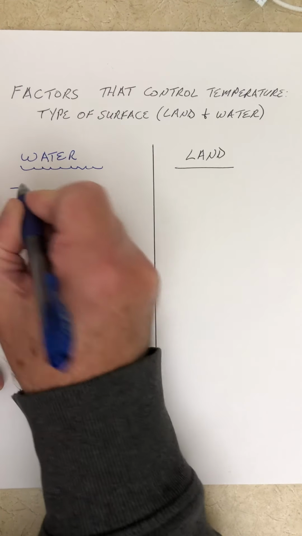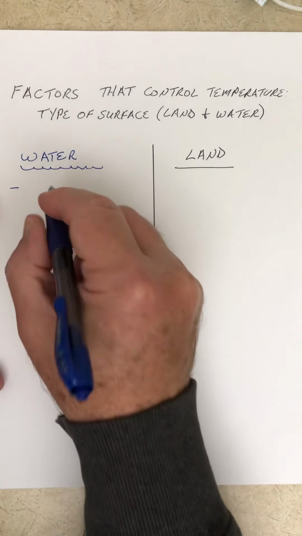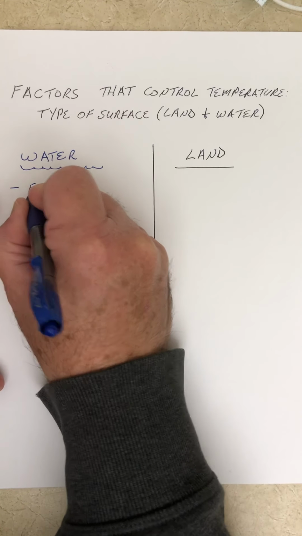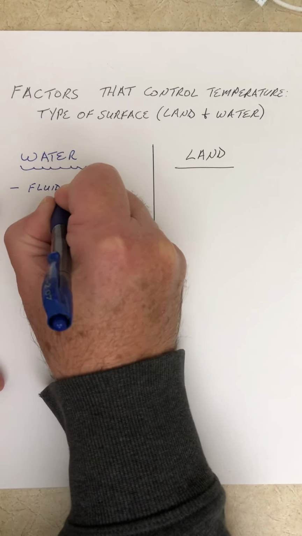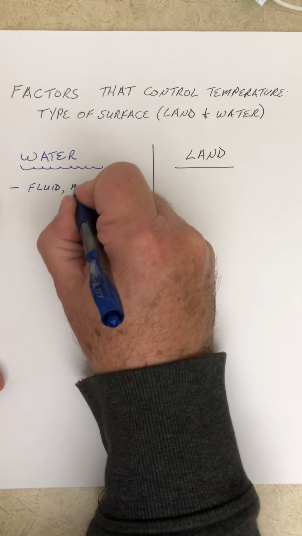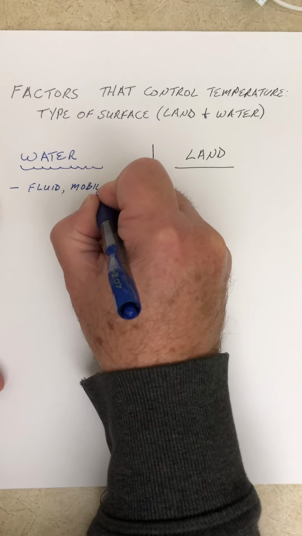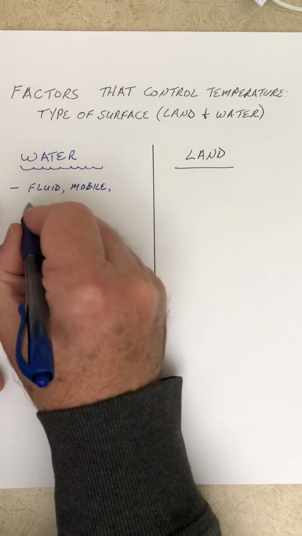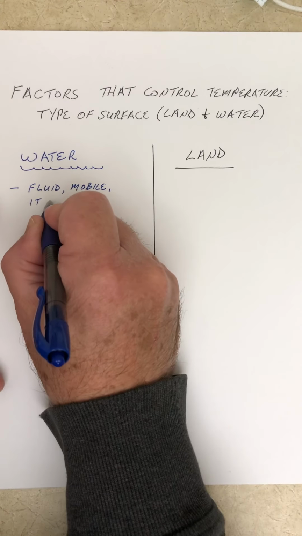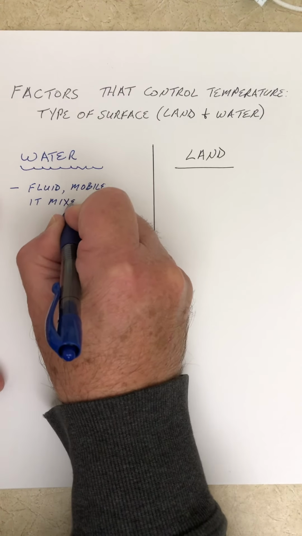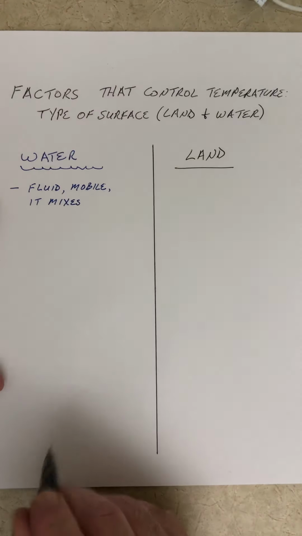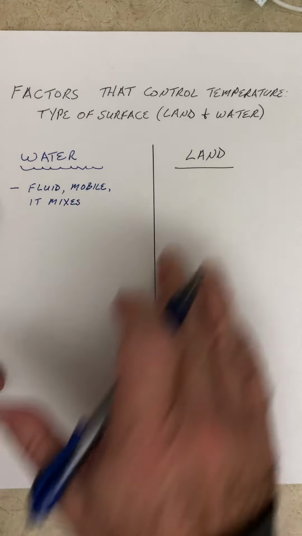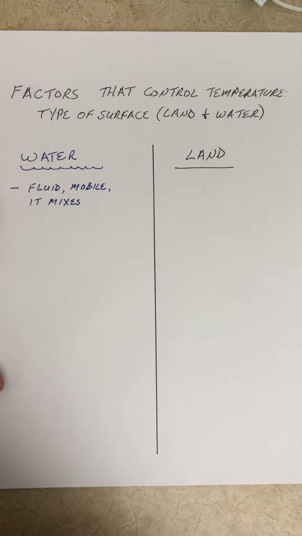One of the first properties of water is that it's a fluid. And so it's mobile, and being mobile, it can mix. Okay, and we're just going to do all of water first and then take a look at land.